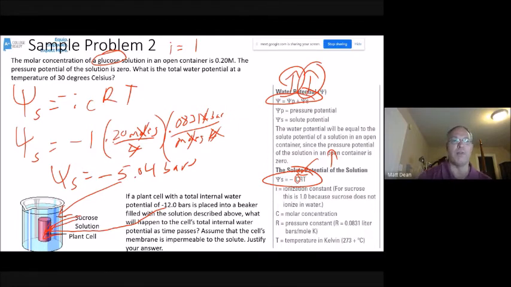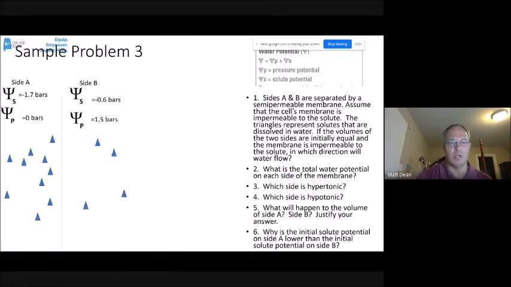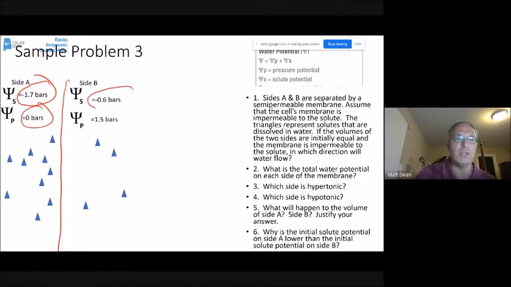All right, I've got one more sample that I want us to quickly look at. So here we have a cell membrane separating two sides, inside and outside, side A and B. And first of all, the triangles represent solutes. And we're told that on side A, we're starting with a solute potential of negative 1.7, pressure of 0. On side B, solute potential of negative 0.6, pressure potential of positive 1.6. And we want to know if the volumes of the two sides are initially equal. So let's say this is where the water starts out.